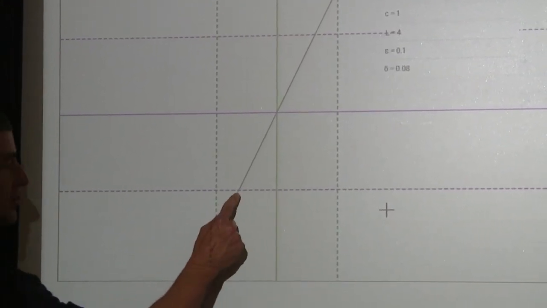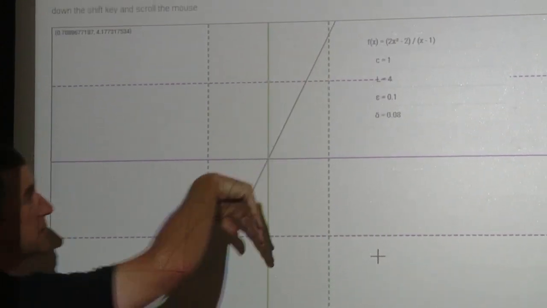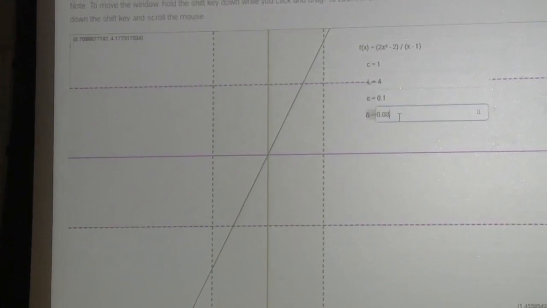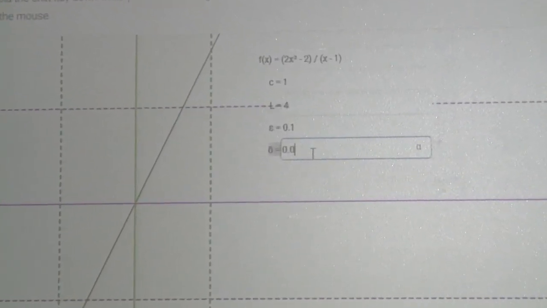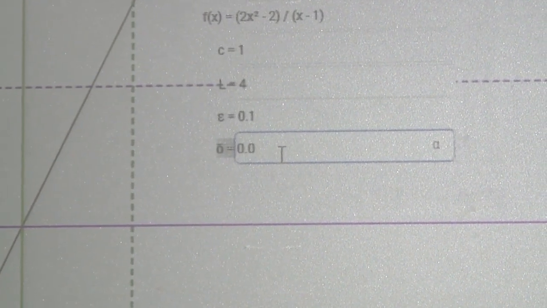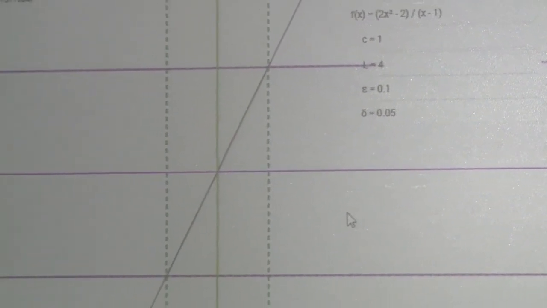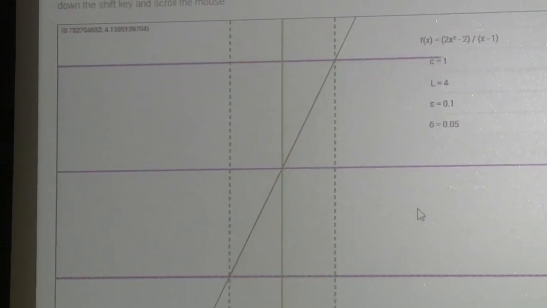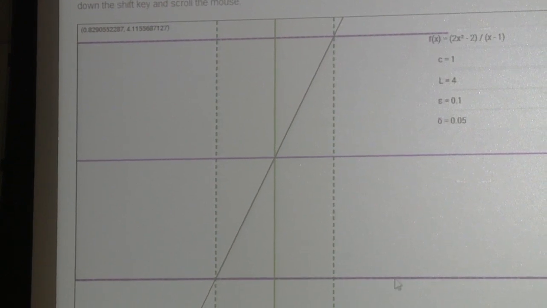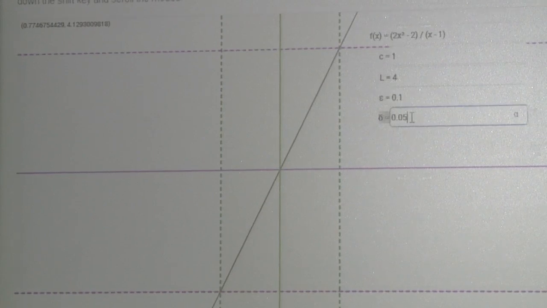No, because you can see all of these y values drop below the interval, the epsilon band, and all of these y values drop above. So what do you think I should try for delta? 0.001? Let's not be quite so small. 0.05? 0.05 hits the corners perfectly. So that is, in fact, the biggest delta that will work, 0.05. And again, a smaller delta will also work.